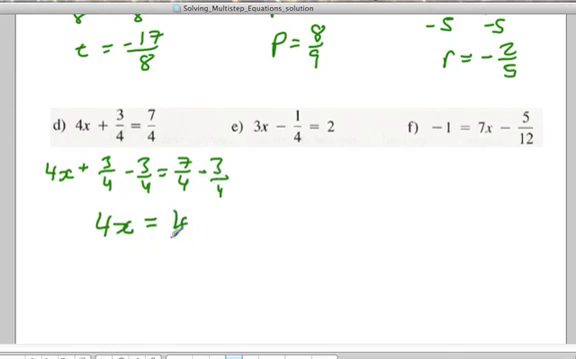Actually, I read it as 4 over 4. So 4x is equal to 1. Divide both sides by 4. We get x is equal to 1/4.